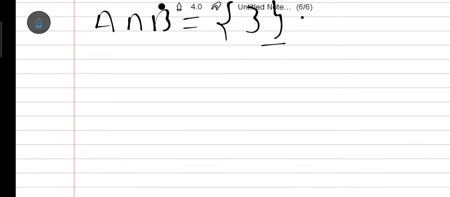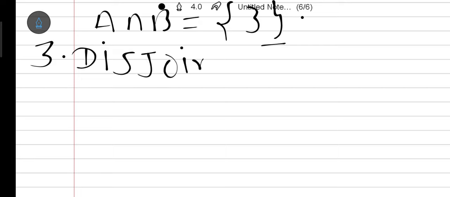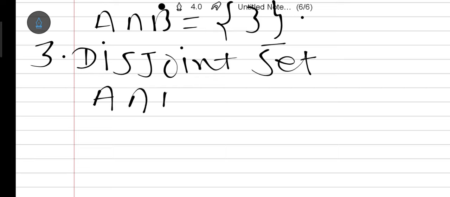The third one is disjoint set. Now what does disjoint mean? This word disjoint only says that it is not joined. In the Venn diagram, this means that A intersection B is phi, meaning A intersection B does not exist.